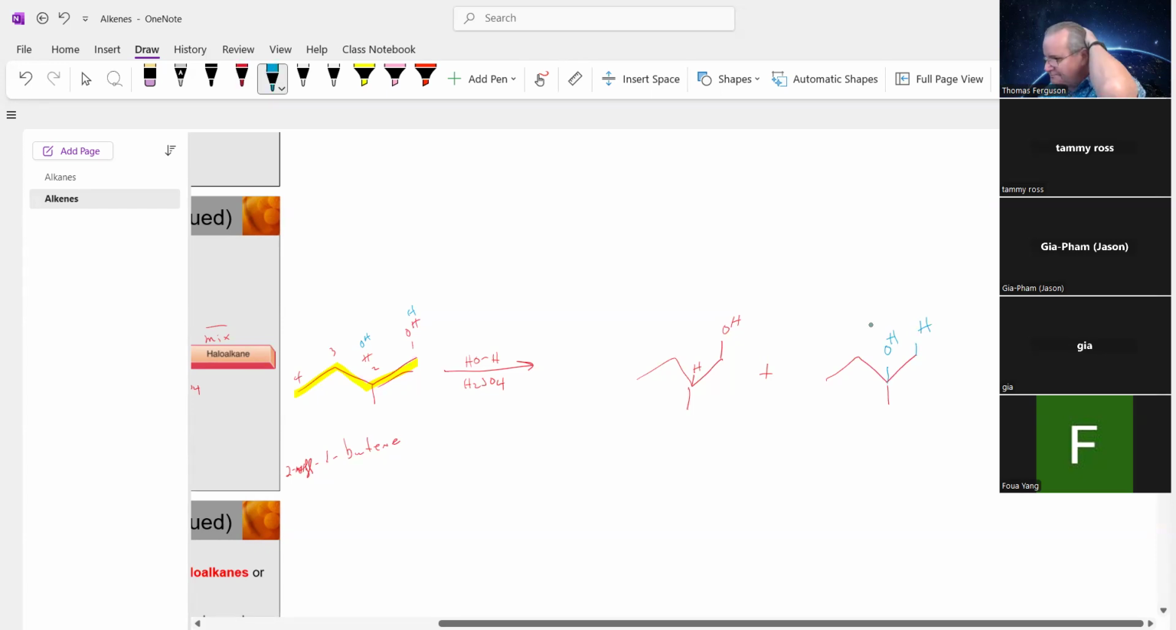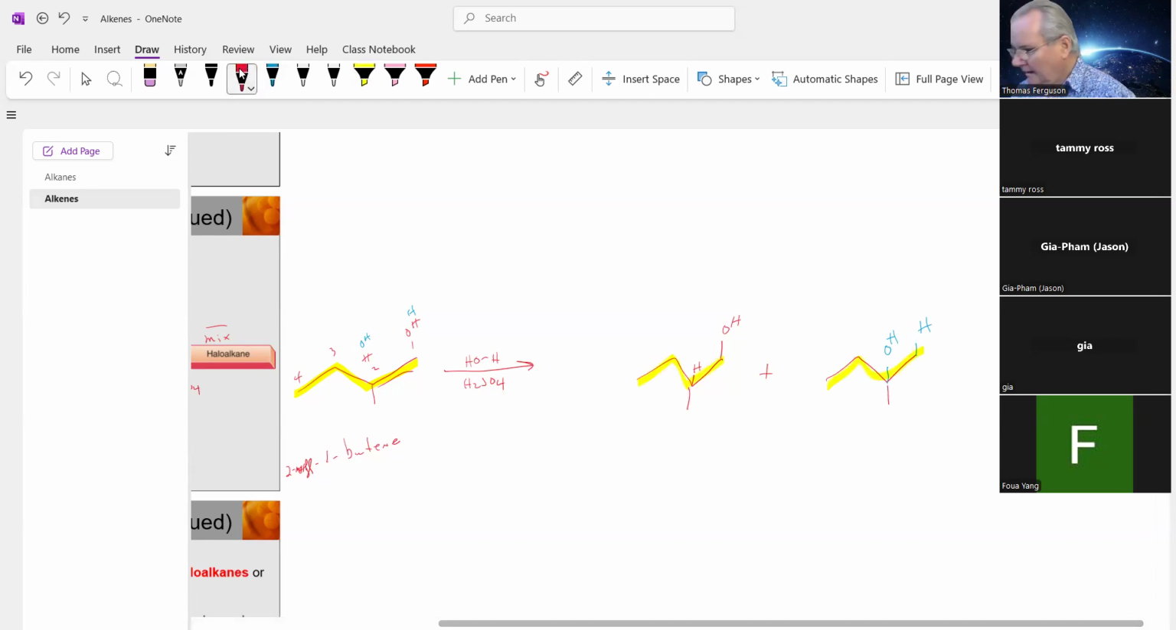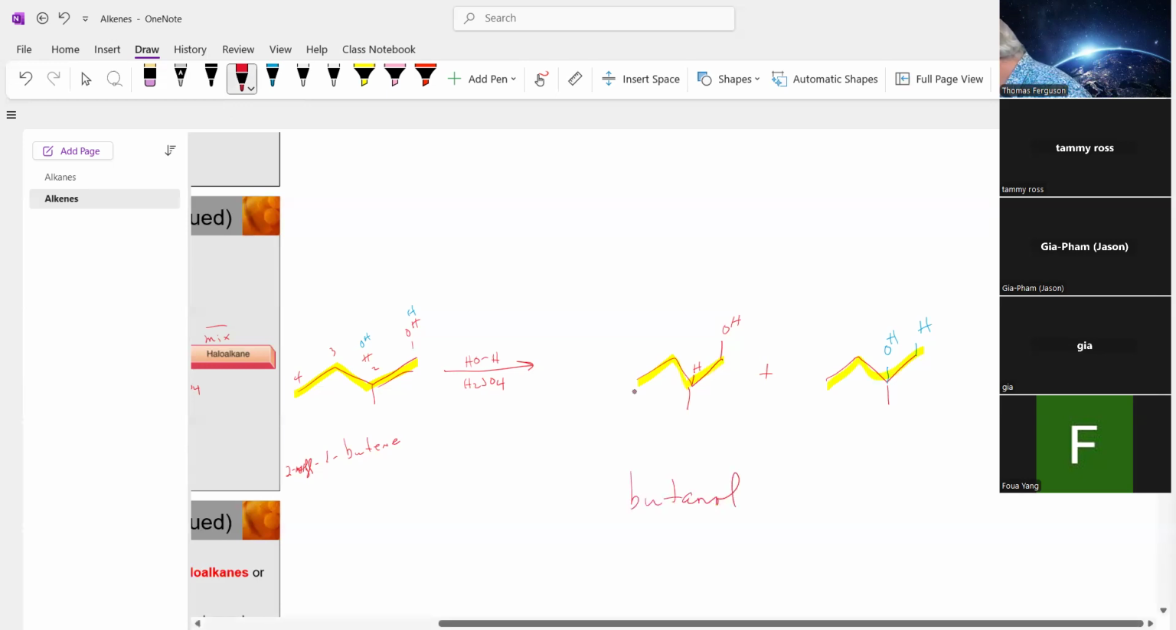Okay, so that's going to be the mixture. And we have to name them. So this is going to be a 4-carbon backbone on both of these. Now these are alcohols. Now we're going to get into alcohols on Wednesday, but the functional group name for an alcohol is OL. So this is going to be a butanol. And it's going to be 1-butanol.